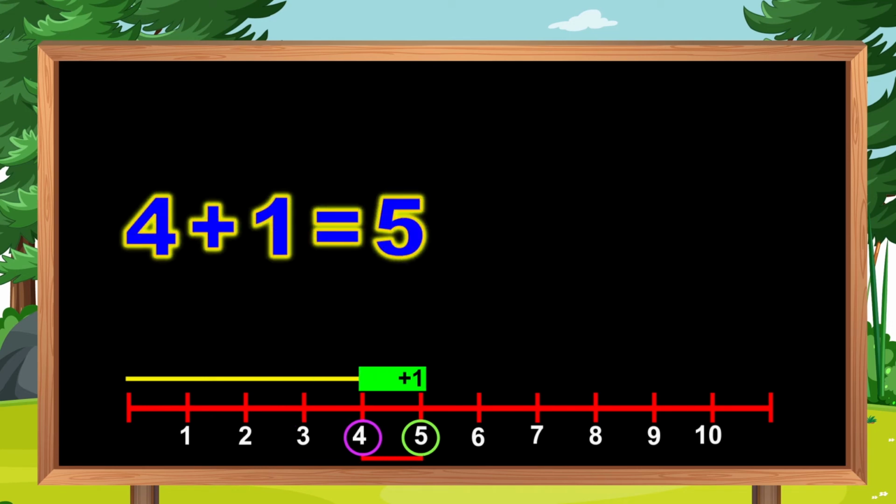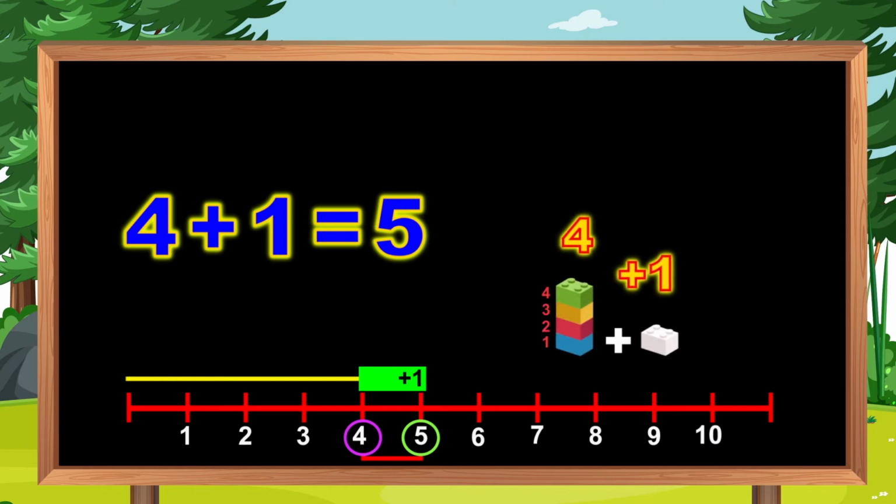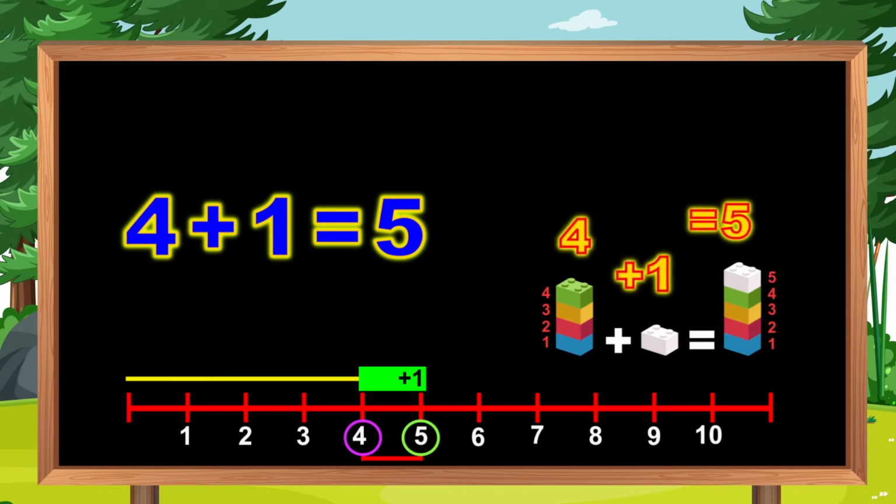How about 4 plus 1? What's 4 plus 1? 4 plus 1 is 5. If you have 4 blocks and you add one more block to it, how many blocks do you have all together now? You get 1, 2, 3, 4, 5 blocks. You have 5 blocks. So 4 plus 1 is 5.